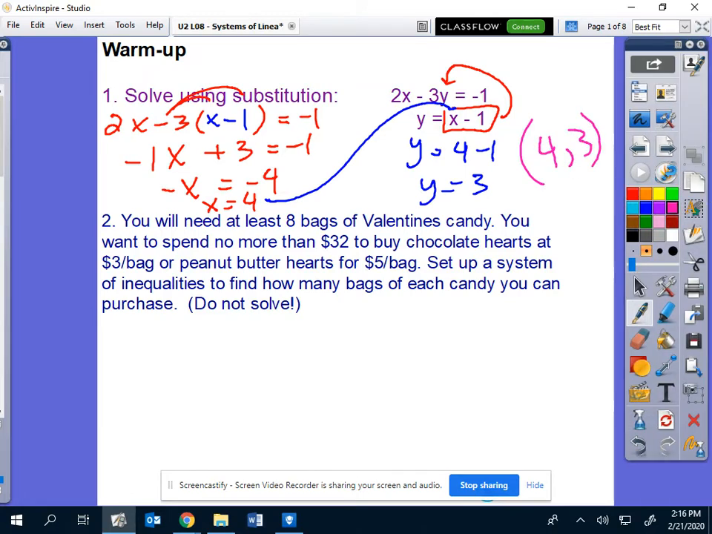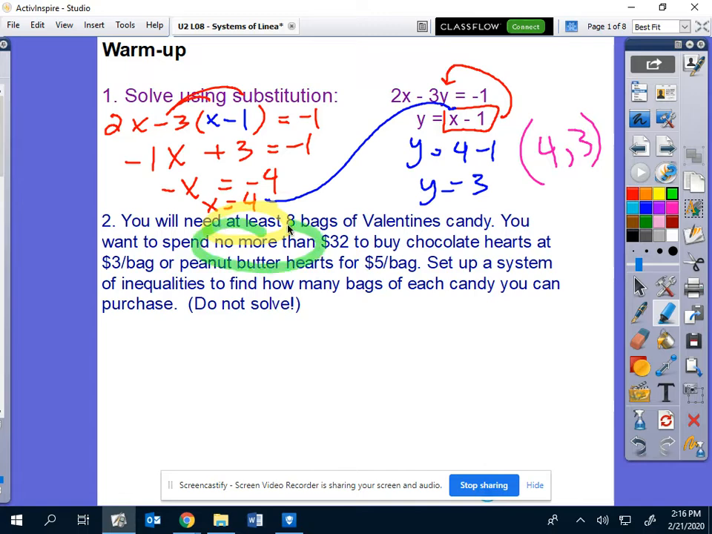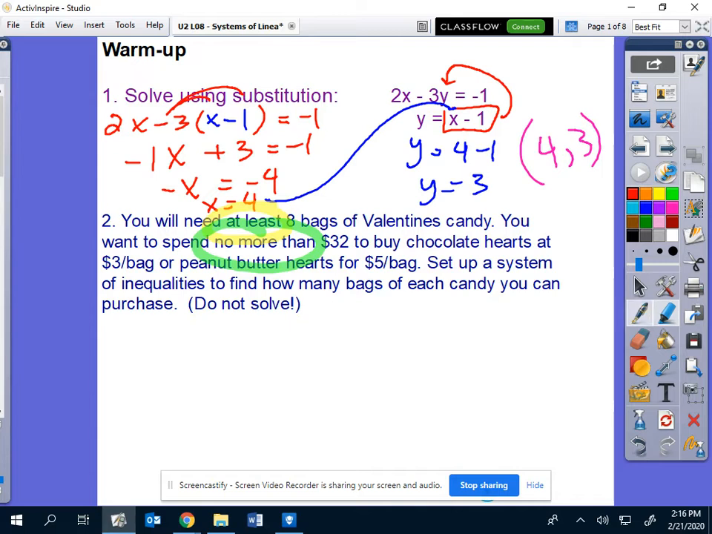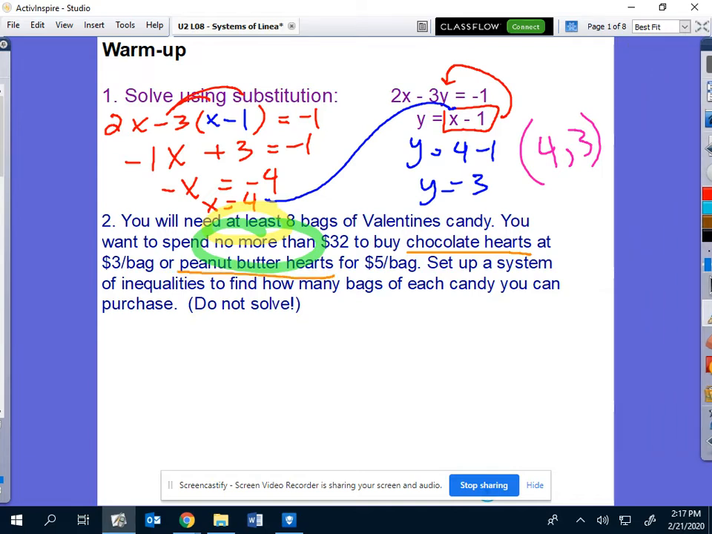To set up the system for number 2, I want you to bring your attention to these words right here, at least. We've talked about some of this vocab already. At least, and the second phrase, no more than. We really want to use those phrases to build our systems today. So if it says you need at least 8 bags of Valentine candy, we're going to be buying 2 different types of bags. We're going to have chocolate hearts, and we're going to have peanut butter hearts. So I'm just going to go ahead and let X represent our chocolate, and our Y represent our peanut butter.